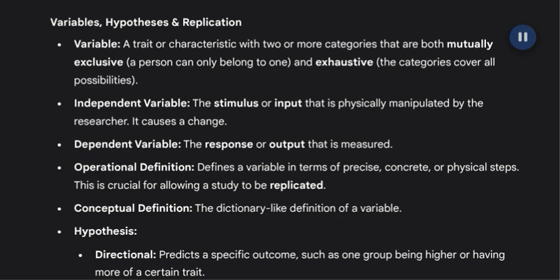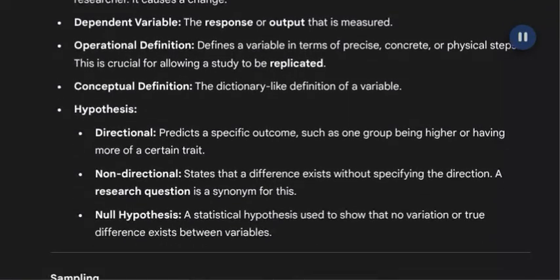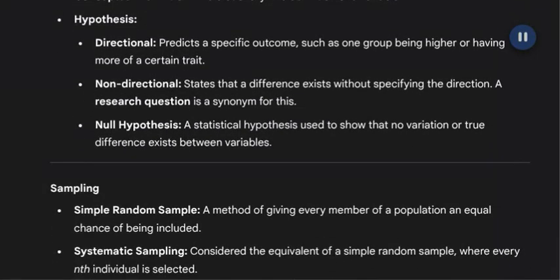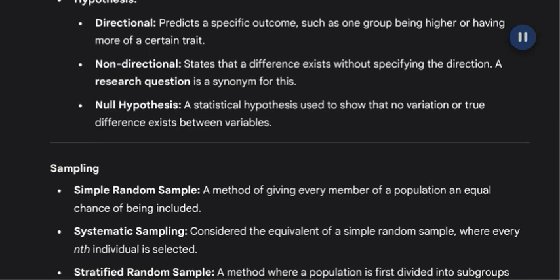Operational definition, defines a variable in terms of precise, concrete, or physical steps. This is crucial for allowing a study to be replicated. Conceptual definition, the dictionary-like definition of a variable. Hypothesis, directional, predicts a specific outcome, such as one group being higher or having more of a certain trait. Non-directional, states that a difference exists without specifying the direction. A research question is a synonym for this. Null hypothesis, a statistical hypothesis used to show that no variation or true difference exists between variables.